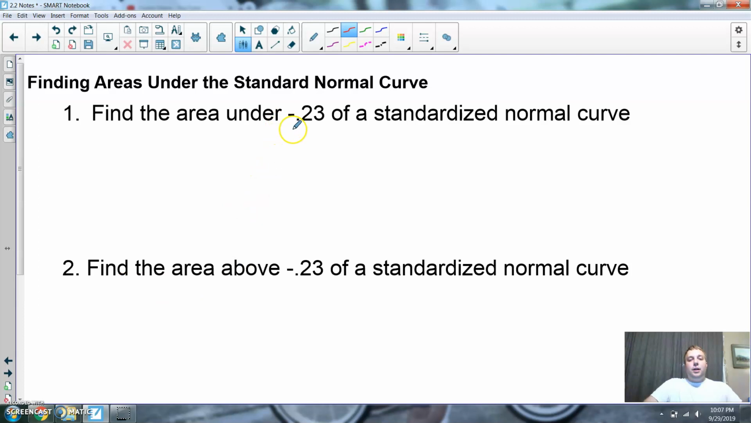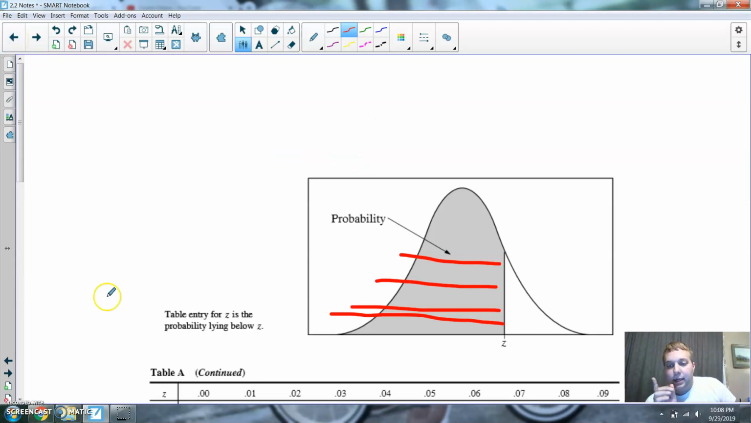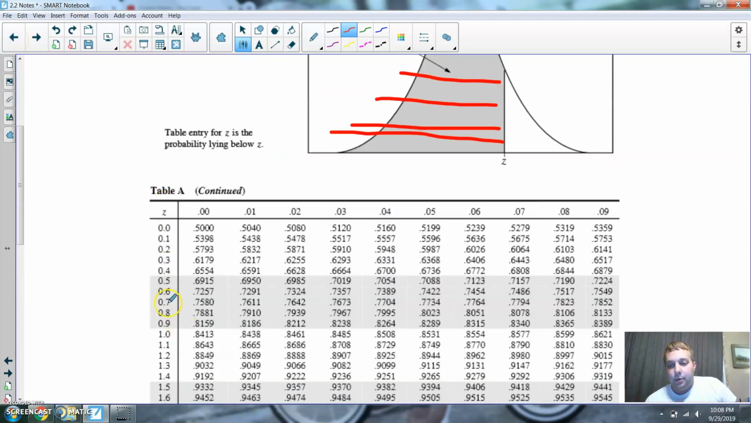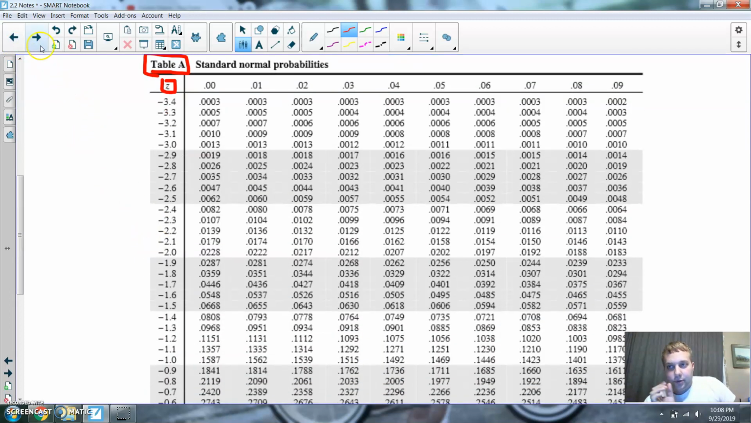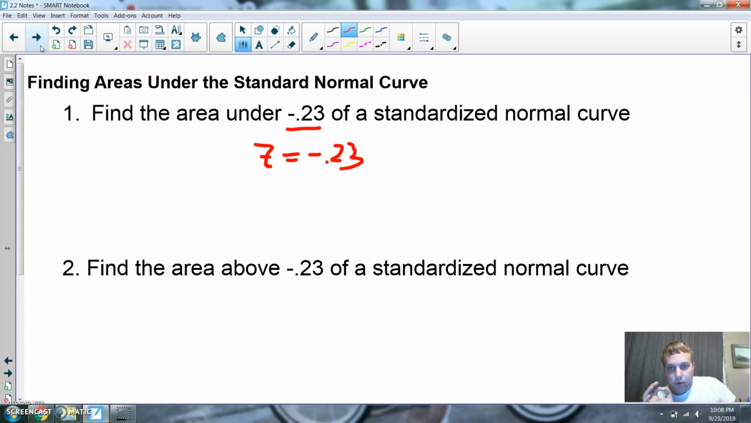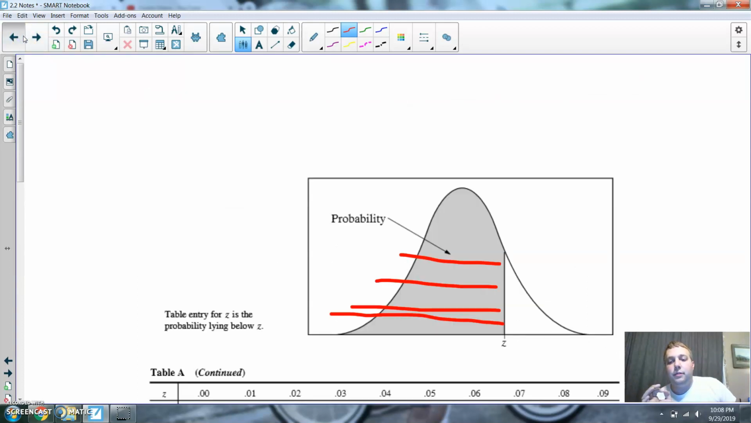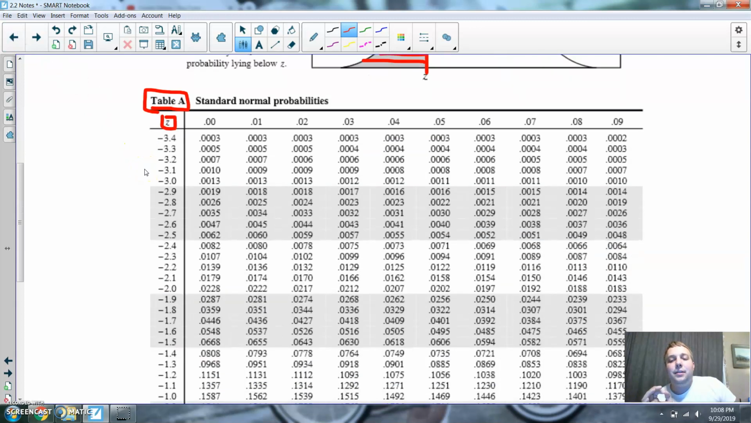All right, find the area under a negative, of standardized. So I'm looking for a z-score, just making this simple, guys, of negative 0.23. Ugh, man, like I said, I'm writing with a mouse. You can't fault me. All right, negative 0.23. Okay, so I'm looking at the negatives. These are all positives, Table A with positive z-scores. I want the ones with negatives. And just as a reminder, I'm looking for negative 0.23.